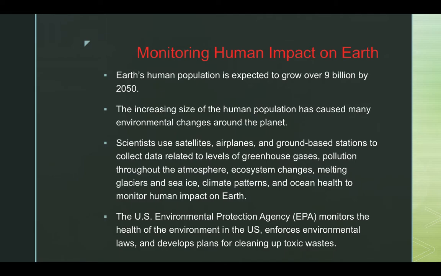Scientists use satellites, airplanes, and ground-based stations to collect data related to levels of greenhouse gases, pollution throughout the atmosphere, ecosystem changes, melting glaciers and sea ice, climate patterns, and ocean health to monitor human impact on Earth. So how have we affected these things? The U.S. Environmental Protection Agency, called the EPA, monitors the health of the environment in the U.S., enforces environmental laws, and develops plans for cleaning up toxic waste.